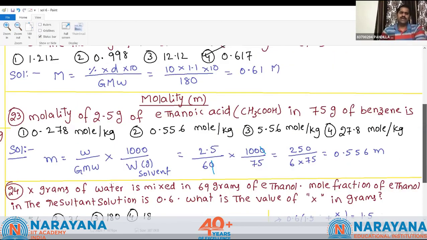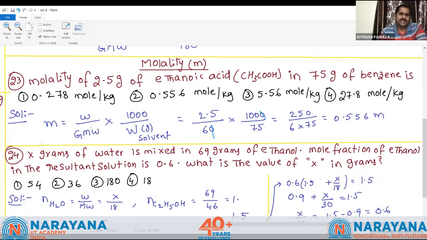Now question number 23, related to molality. The molality of 22.5 grams of ethanoic acid in 75 grams of benzene is asked. Molality is equal to weight of solute by gram molecular weight of solute into 1000 by weight of solvent in grams. The weight of solute is 22.5 grams, the gram molecular weight of ethanoic acid is 60, into 1000 by the weight of solvent, 75 grams. By doing the calculation, we got 0.556 molal. So the second option.